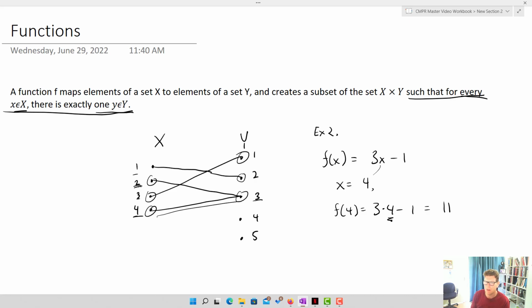And you can imagine that for any set of values that I plug in for x, I'm going to get one and only one y back. And so hence, this f of x is also a function as well. And so that's our definition of a function. For every x belonging to X, there's exactly one y belonging to Y.